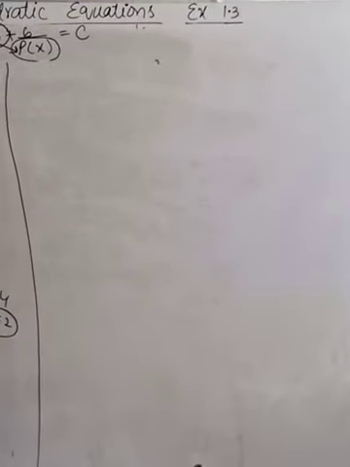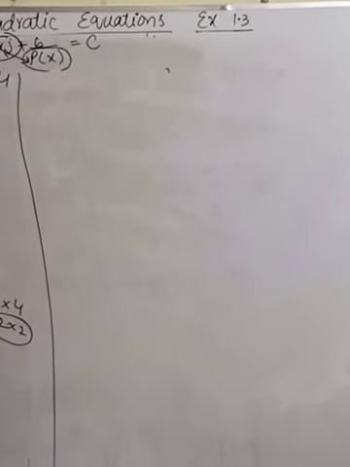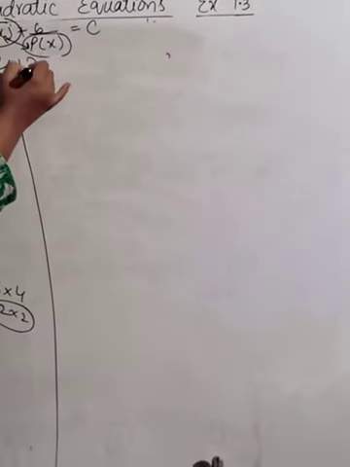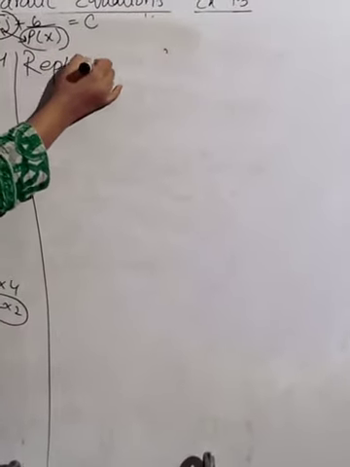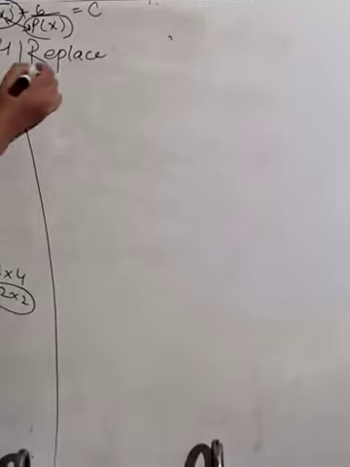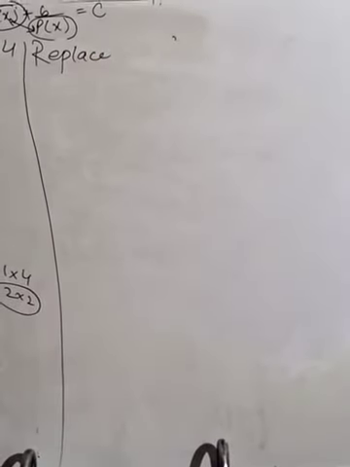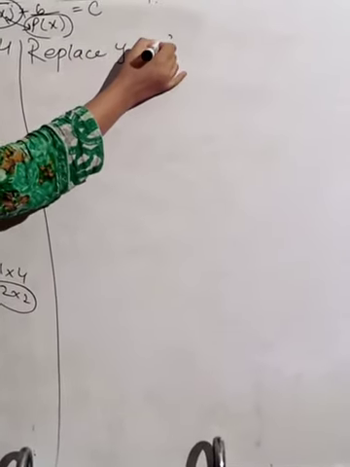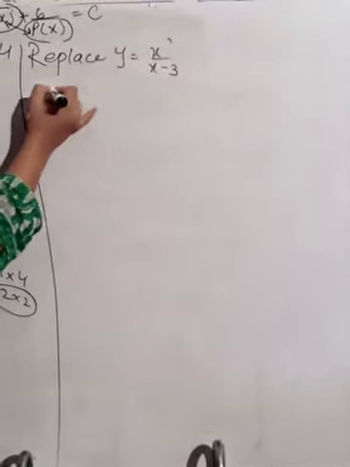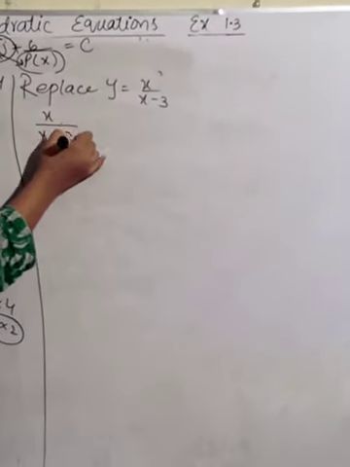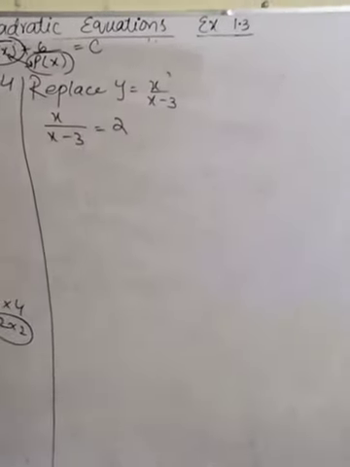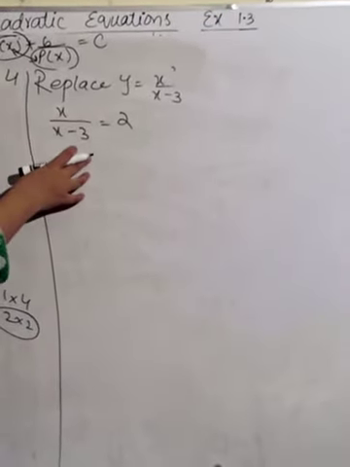Coming up there, now at the last, when I will replace it, at the replacement we have y is equal to x over x minus 3. So x over x minus 3 is equal to 2. Here the second 2 will also be there, so the solution will remain the same, right.